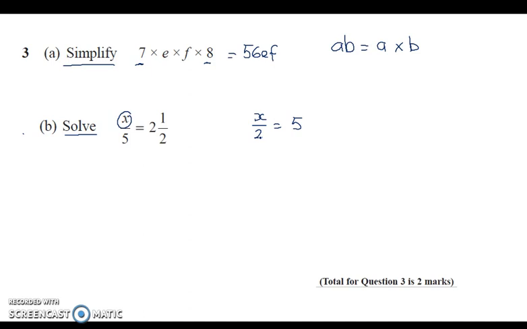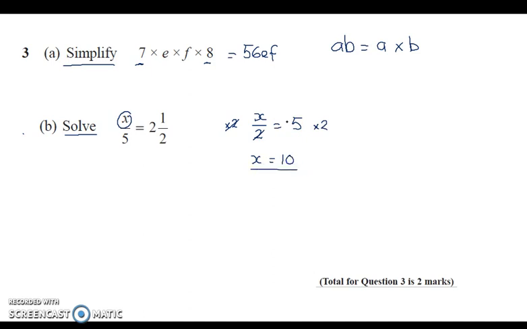But as a method, if you want to get rid of a divide by 2, you do the opposite. You need to times by 2. You always do the opposite, and you do it to both sides. So timesing both sides of this equation by 2, that will get rid of this 2 here. So times by 2 and divide by 2 cancel out, and you're left with x, so I'd write that underneath. And then on the right hand side you have to actually do 5 times the 2, which gives you the 10. So that would be my answer to that version of the equation.